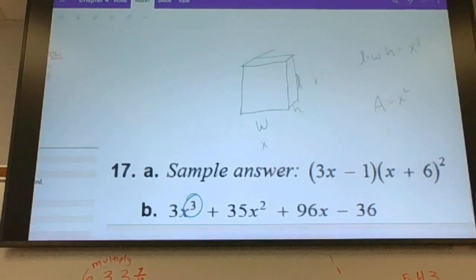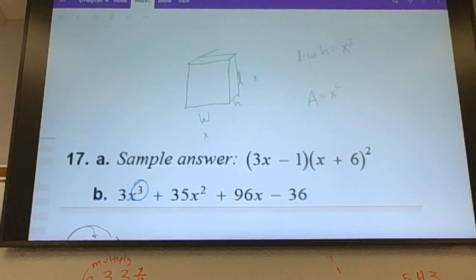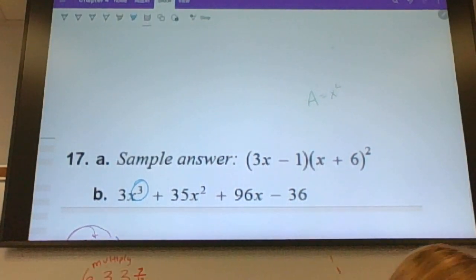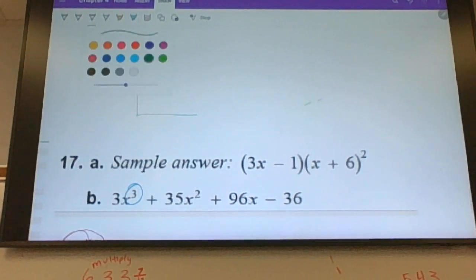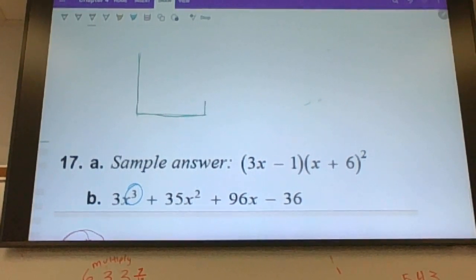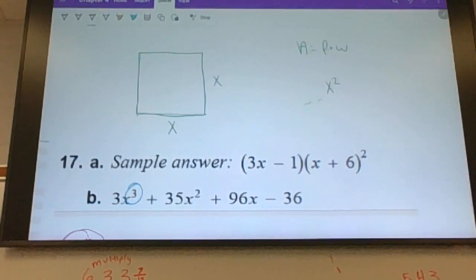Alright, let's come up for a moment. I just want to make sure that you're understanding the difference between a quadratic and a cubic. For instance, if you are working with the area of a rectangle or a square or any two-dimensional figure, that's length times width. So that area would be x squared, right?